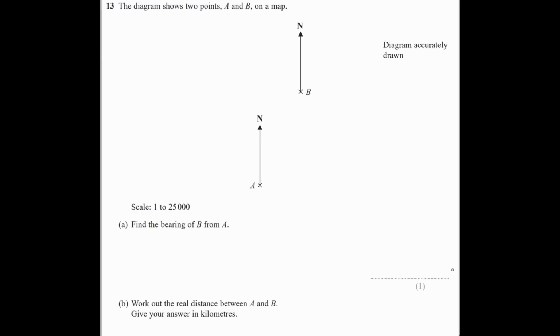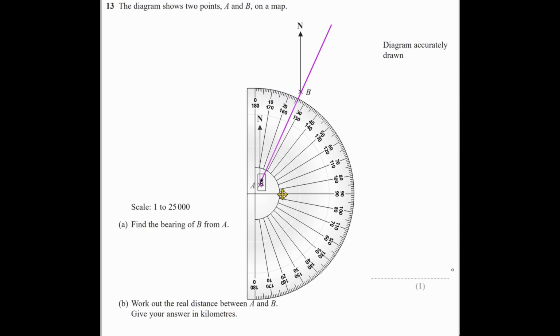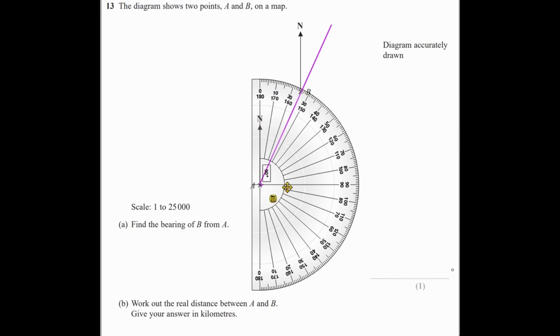Question 13. We have a diagram showing 2 points. We've got A and B on a map. We have a scale. So we're told the scale is 1 to 25,000. The first question is to find the bearing of B from A. So the word from means we are measuring from A. I personally would start this by drawing a line from A through B so that we can clearly see the angle that needs to be measured. We then need a protractor. If we put that on the point as accurately as we can on the centre here and measure around the scale, we can see that the angle is 25 degrees.